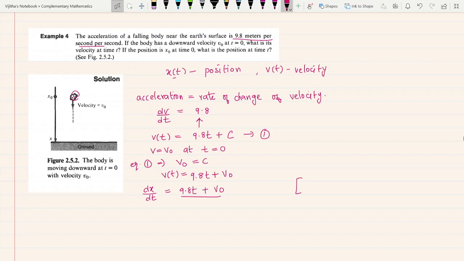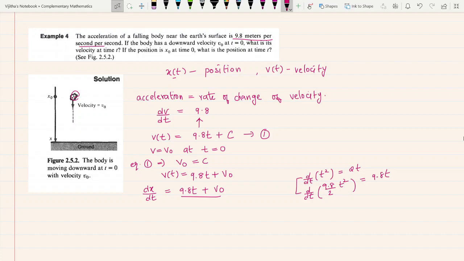Now we know that d by dt of t square is 2t. But we want 9.8t. We want a function whose derivative is 9.8t. So it means that this 2 we have to divide by 2 and multiply with 9.8. So we can take the function as 9.8 by 2 t square. We have divided by 2 and multiplied by 9.8, so its derivative will be 9.8t.